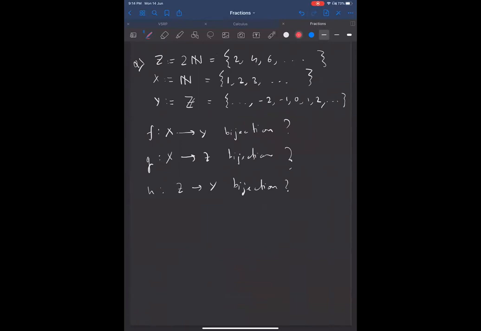All three are actually in bijection; they're called equipotent sets. I will not go into those terms now. So let's find the bijection first. From X to Y there is a bijection. What is the bijection? First X to Z, that's easier.